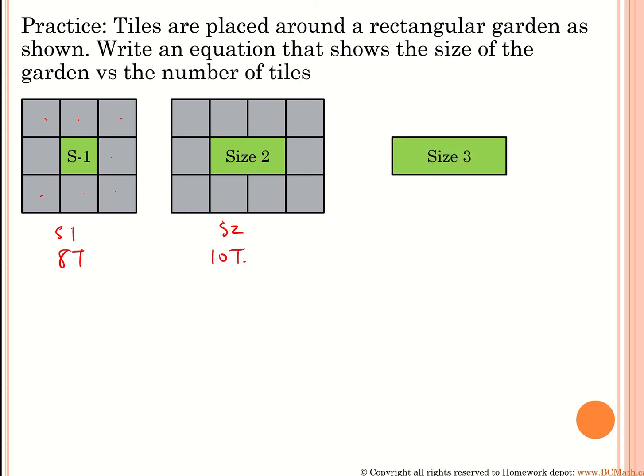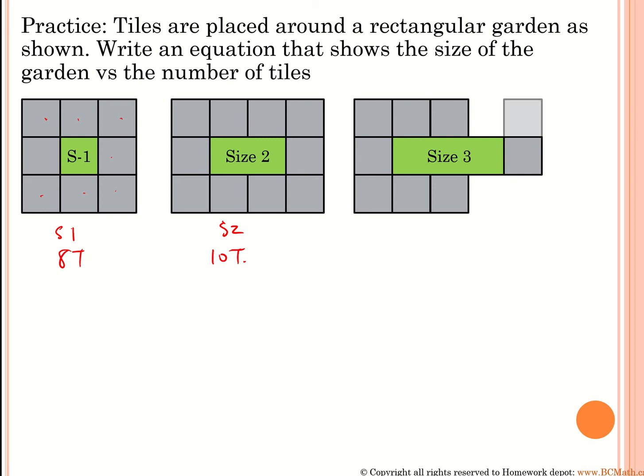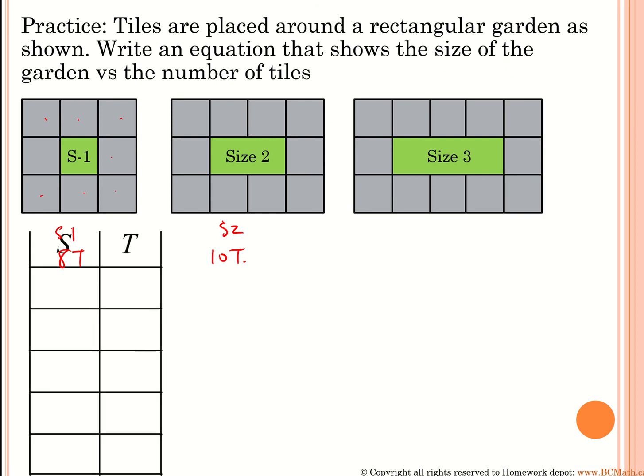Okay, this is size 3, and the number of tiles will then be 12 tiles. So 1, 2, 3, 4, 5, 6, 7, 8, 9, 10, 11, 12. So size 3 will be 12 tiles. So what you want to do now is fill in this table of values. S is the size of the garden, and T is the number of tiles. So size 1 gives you 8 tiles, size 2 gives you 10, size 3 gives you 12, and then size 4 will be, if you look at the math, you plus 2, you plus 2, next will be plus 2, 14, and 16.